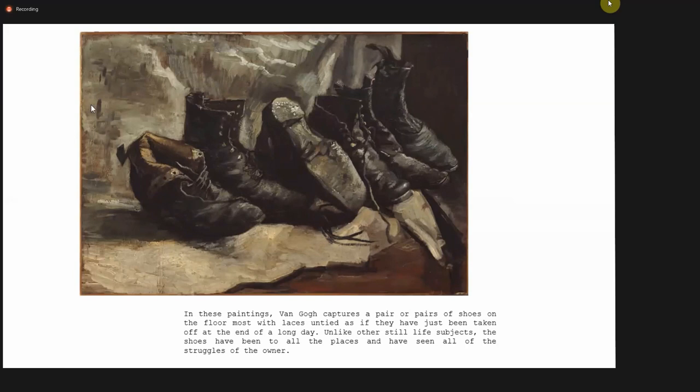Did you get that? This subject is a bit different. So this says something about the wearer. We can say that this is not just a still painting, that he has something in mind when he did this painting. Okay.